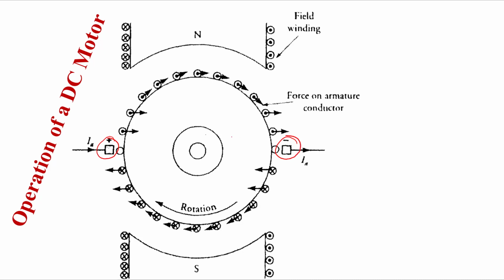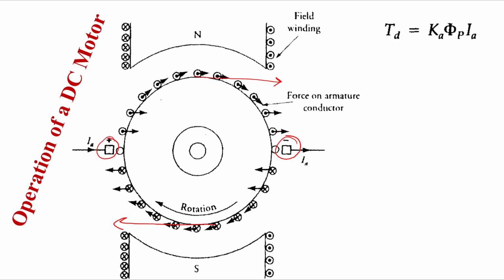And the field winding, of course, can be a permanent magnet or it can be excited by the same source where the armature is connected. Now the brushes are placed in the neutral plane. Here we can see that the torque will be developed based on the force developed on the current carrying conductors in the magnetic field. Therefore the torque will develop and it will start rotating.